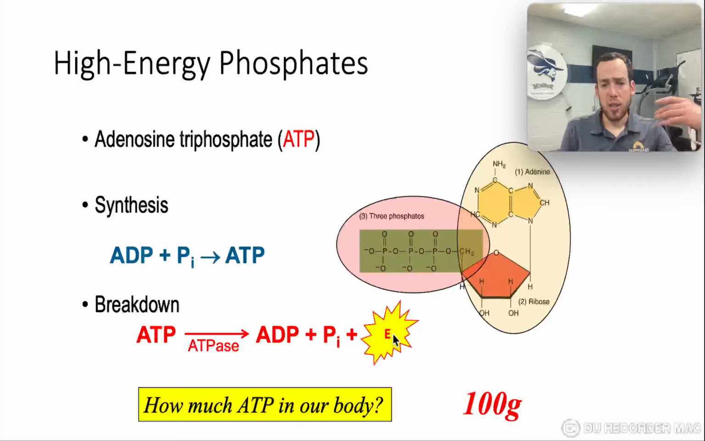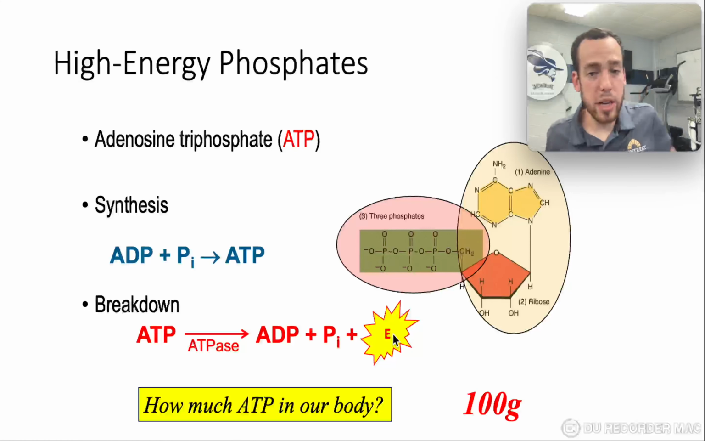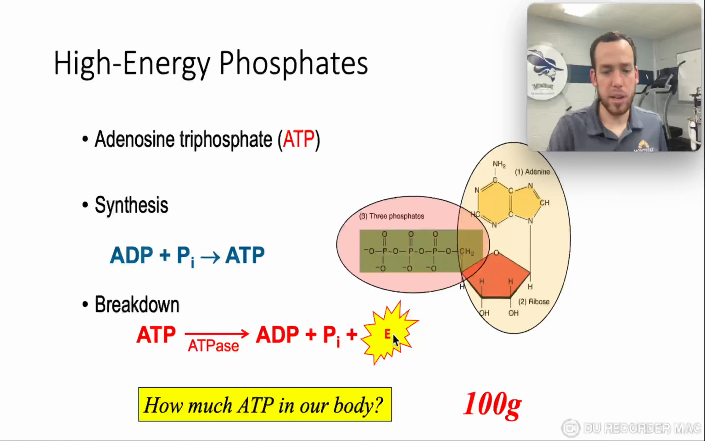So when people ask, okay, if this is our primary energy source, we probably have a lot of it, right? Well, not exactly. We only have about 100 grams of ATP in our body at any given time, which is a problem, right? Because if you want to go exercise, you want to run out the door right now, you need energy, and you're going to burn through 100 grams relatively quickly. So we need to continually build new ATP, and that's where these energetic systems come into place.